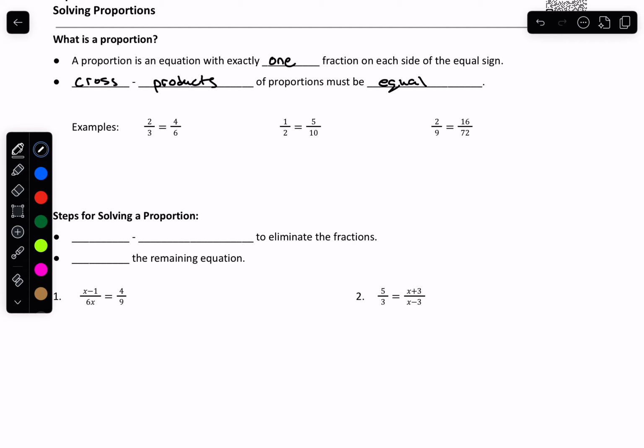Some people, by the way, call this the butterfly method. So if you've heard it described that way, it's perfectly acceptable to use that. However, I will be referring to them as cross products.